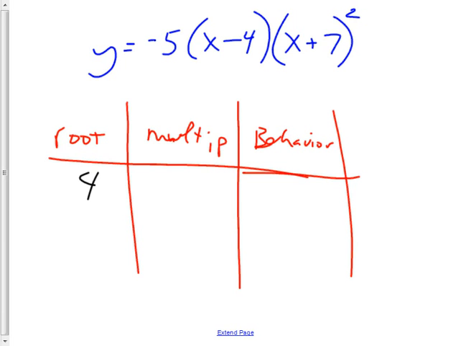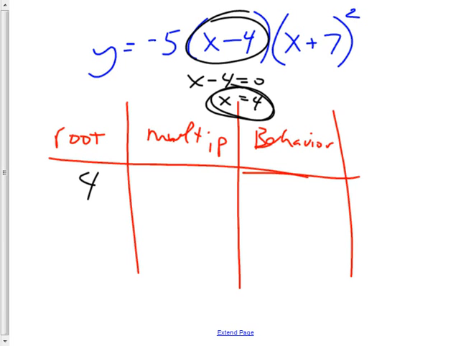All right, so hopefully you said that the first root was 4. Notice I don't use negative 4. X minus 4 has to equal 0, so x equals 4. You set this equal to 0, then what comes out is your answer. So we got 4. And what kind of root is that? Single root, multiplicity 1. Behavior, cut through.